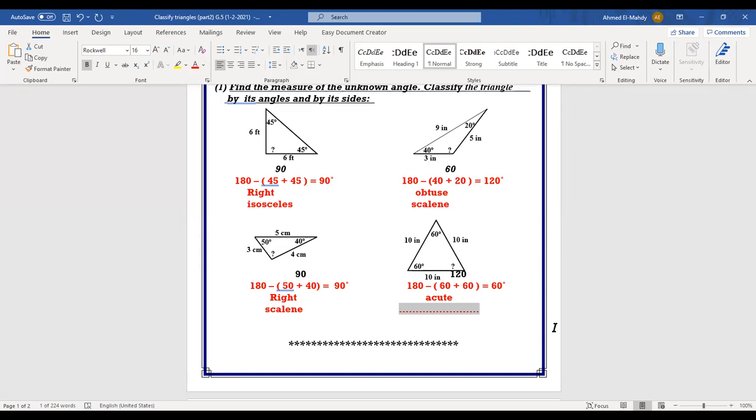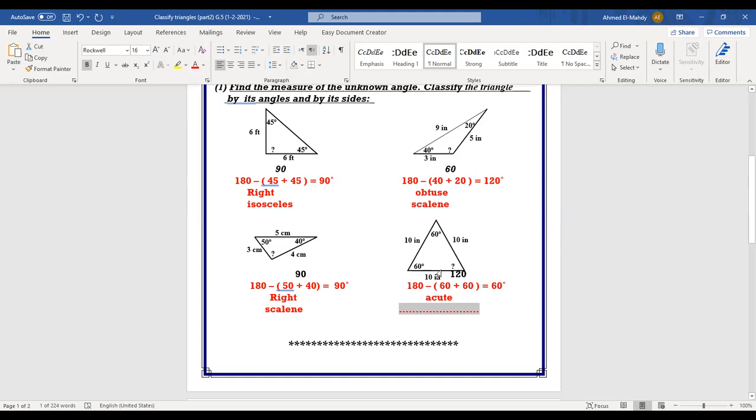And according to the length of sides, we have also 3 kinds. Firstly, the first one, equilateral triangle. If you have 3 equal sides, the triangle will be equilateral. If the triangle has 2 equal sides, the triangle will be isosceles. And if the triangle has no equal sides, the 3 sides are different, the triangle will be scalene.